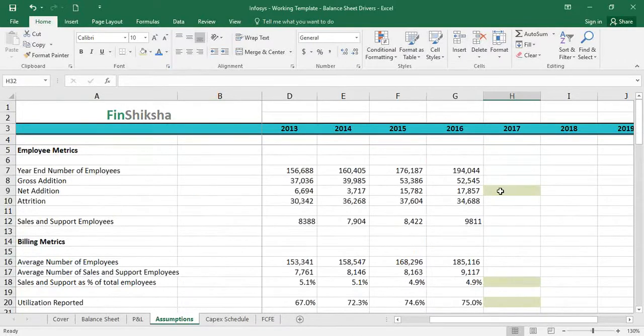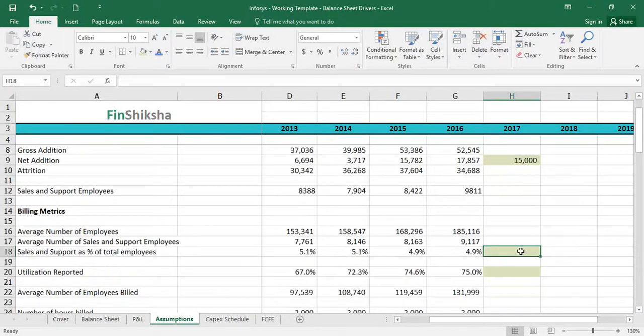Let's take an example. Let's assume the company adds 15,000 employees in the coming year. So that would give me a total number of employees as 19044 plus the net addition. I can try and do a gross minus attrition calculation as well, but that's secondary to the nature of the entire thing. Let's assume 5% of my workforce is sales and support, because the last 4 years' average is about 5%.